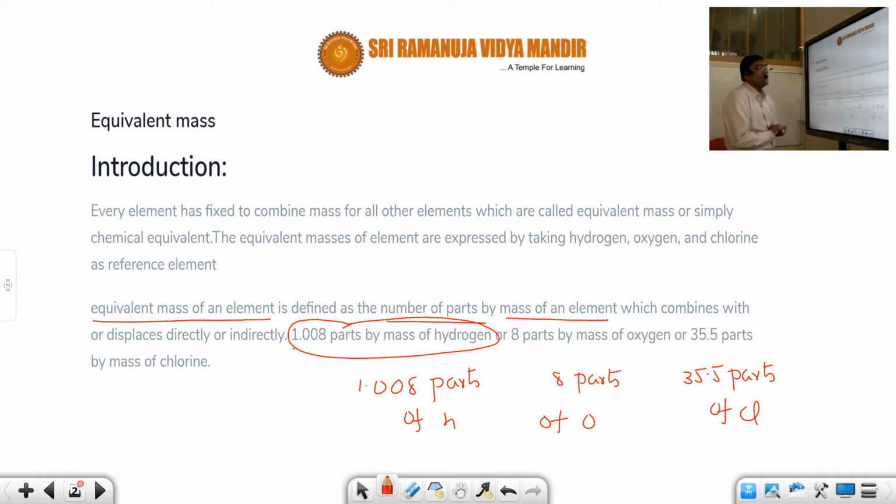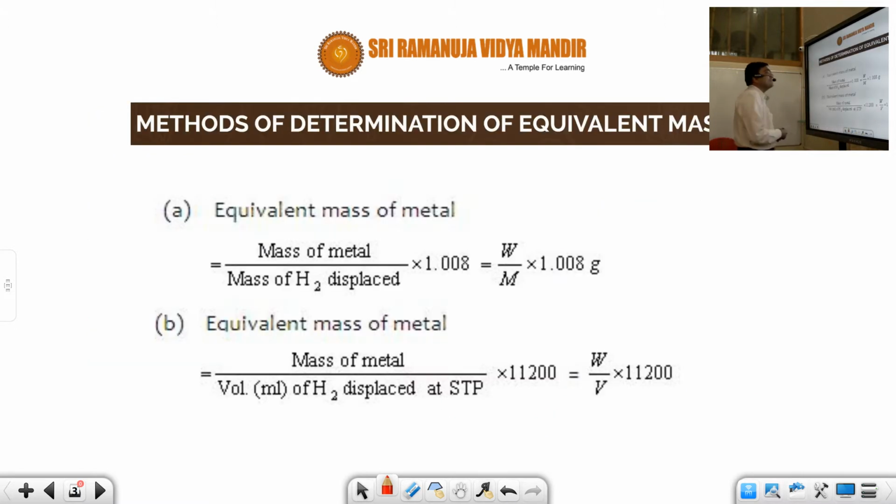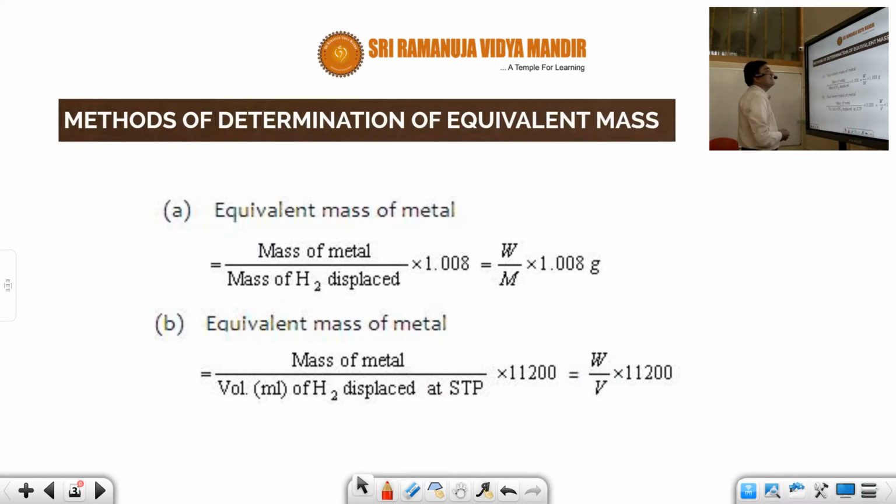The number of parts by mass of an element reacts with hydrogen, oxygen, and chlorine. When it is hydrogen, the metal is going to displace the hydrogen. When it is oxygen, it is the oxide formation method, and when it is chlorine, it is the chloride formation method, leading to the formation of a chloride. So let us learn one by one the methods of determination of equivalent weight.